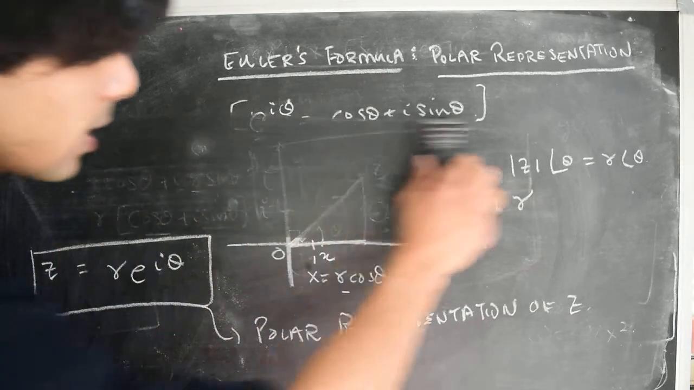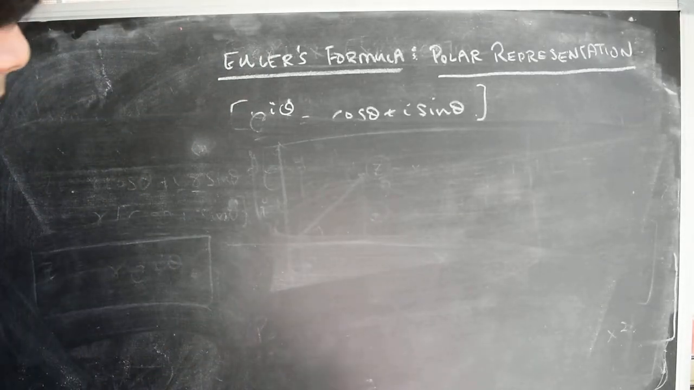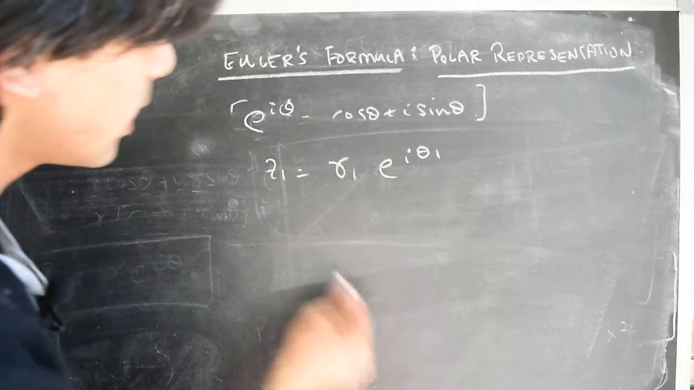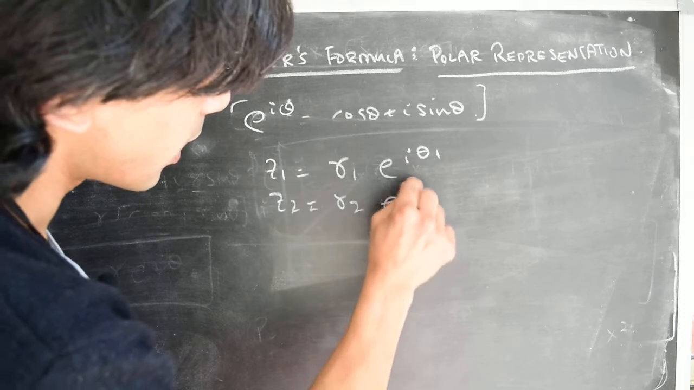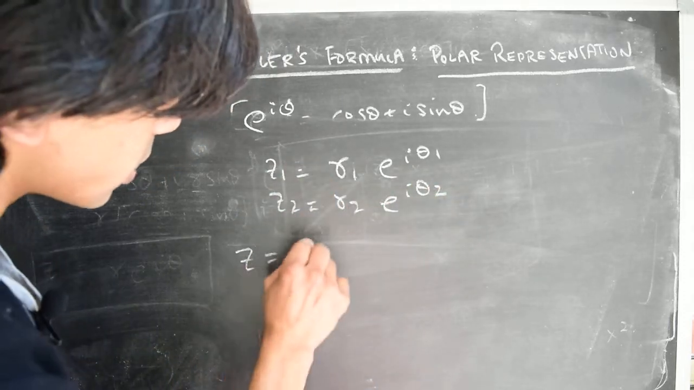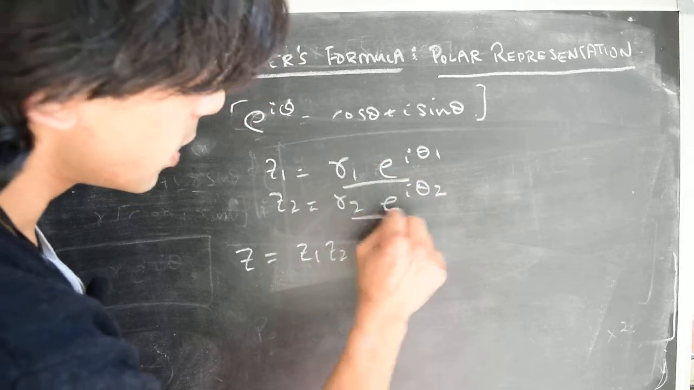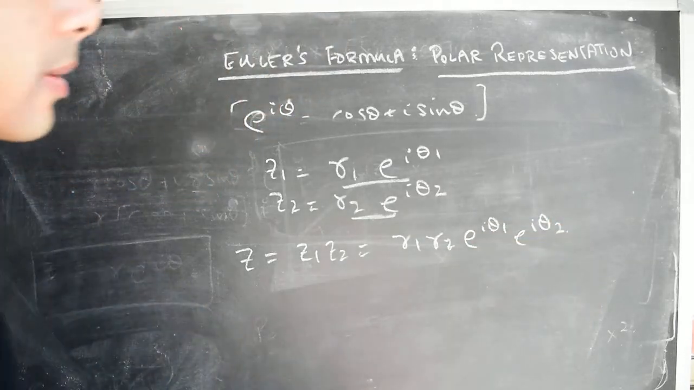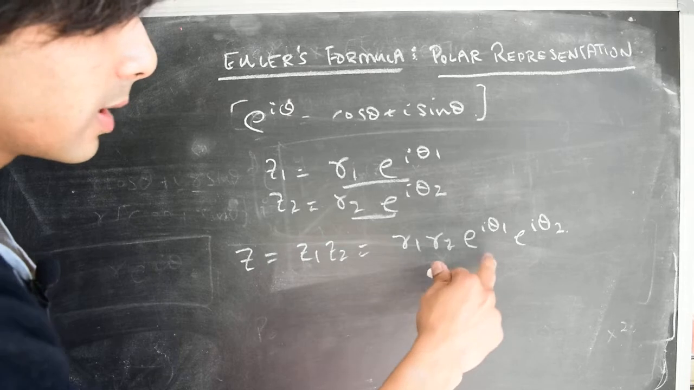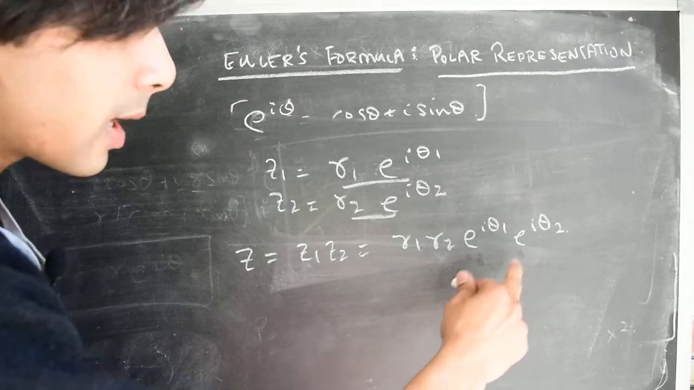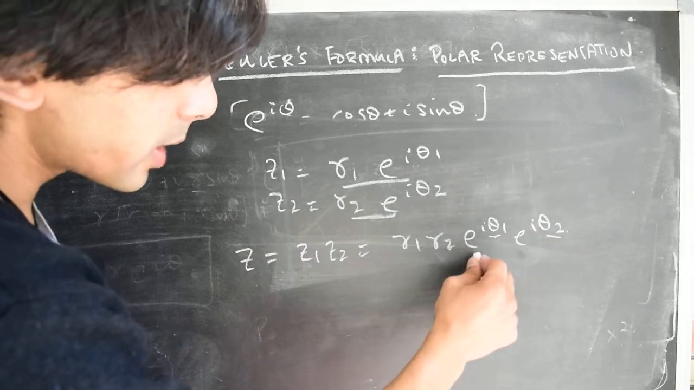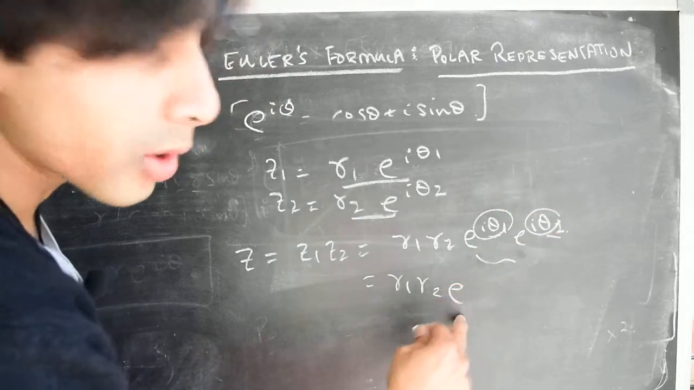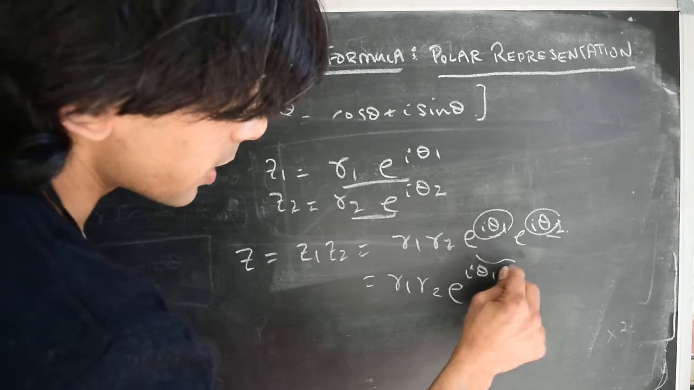And this makes it very evident when we talk about, let's say, multiplication of complex numbers. So let's say we have two complex numbers, z1, which is r1 e to the power of i theta 1, and z2, which is r2 e to the power of i theta 2. Then their product, say z, which is z1 times z2, is r1 r2 e to the power of i theta 1 times e to the power of i theta 2. Now recall the property of the complex exponential, that the product of exponentials can be combined by adding the arguments and writing a common exponential. So r1 r2 e to the power of i theta 1 plus i theta 2.